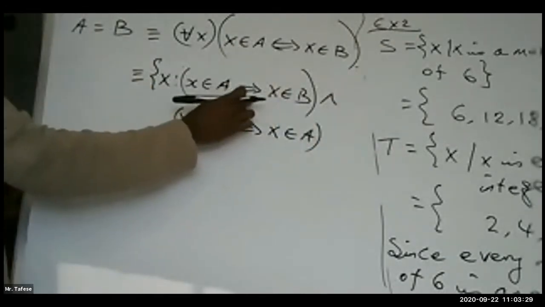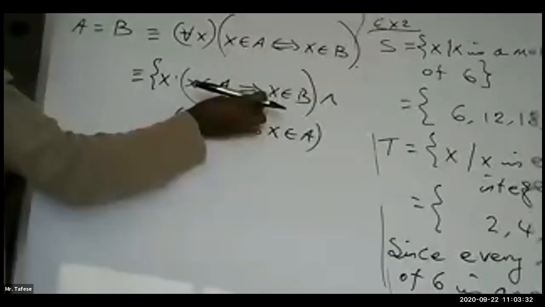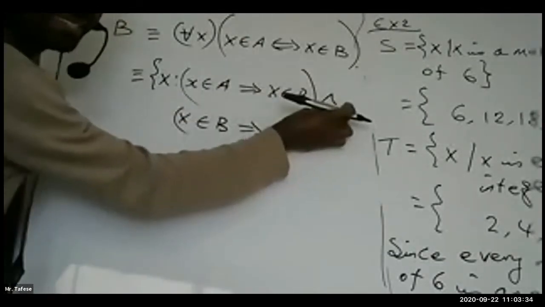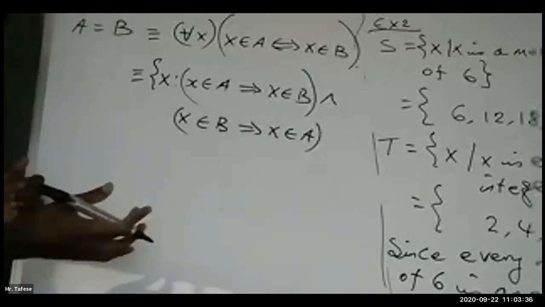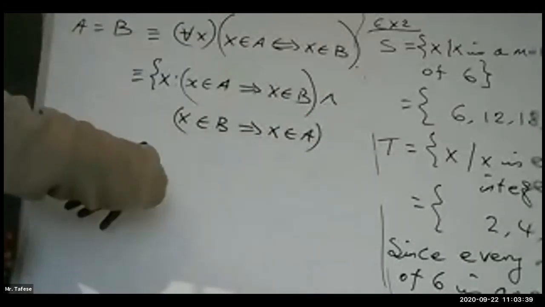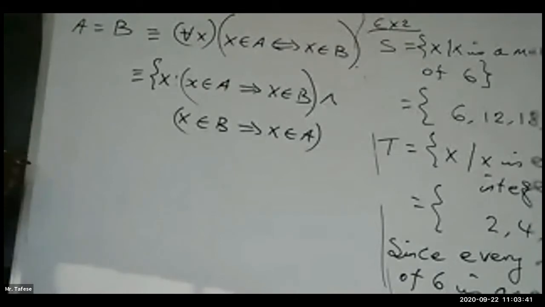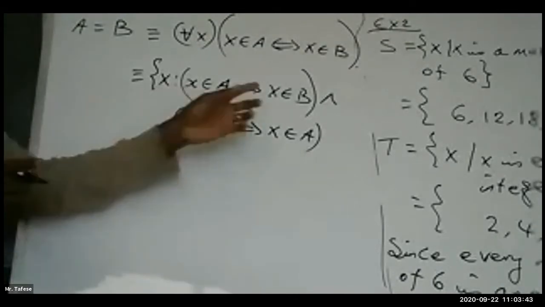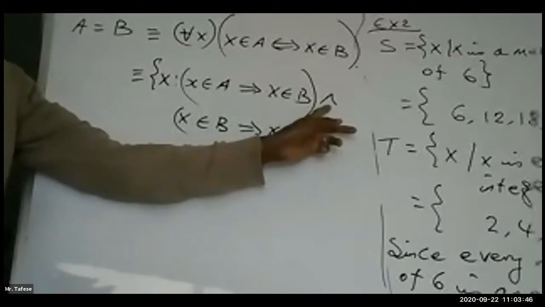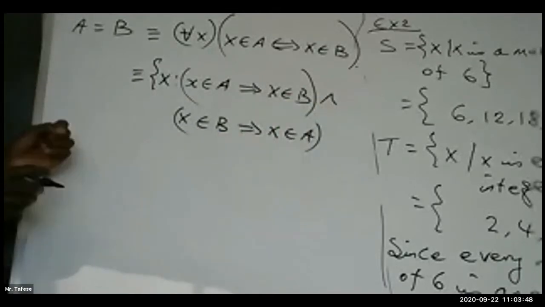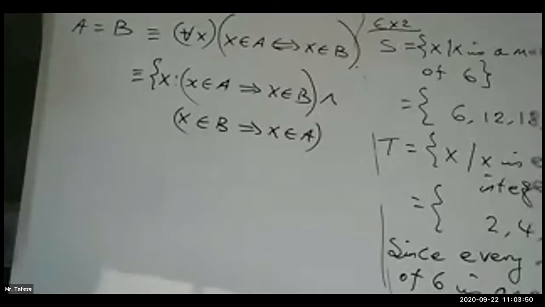That is what I did here. From A to B, implication, and it is and, then from B to A. So backward as well as forward. So both ways are already possible and they should be connected by conjunction. So this is how we are going to express equality of two sets. Equality of two sets. Okay, let us go to the slide.